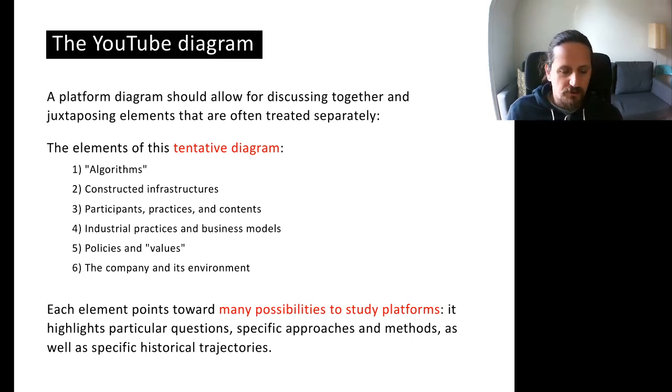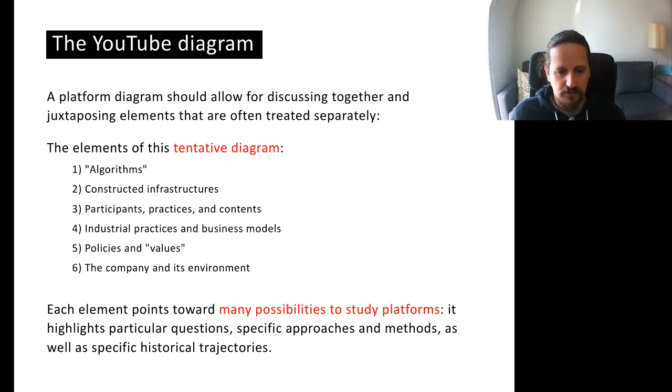So what I want to do over the next, I tend to do things a bit too long, I'm sorry for that, maybe half an hour, 45 minutes, is to draw a bit of a YouTube diagram that looks at it from different directions. I'm going to try to juxtapose, or at least name, things that are very often treated separately by different disciplines. There are six levels I want to talk about: algorithms, constructed infrastructures, participants, contents, then also industrial practices, business models, policies and values, and at the end a little bit about the company, more like competition and market things. But I'm not going to spend a lot of time on that.